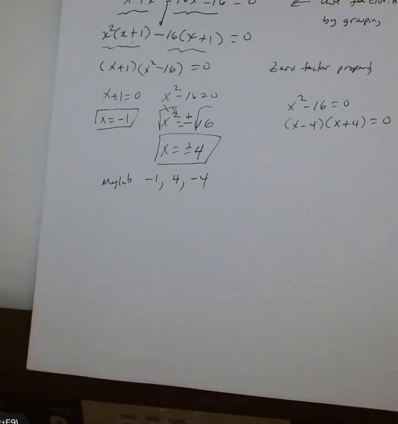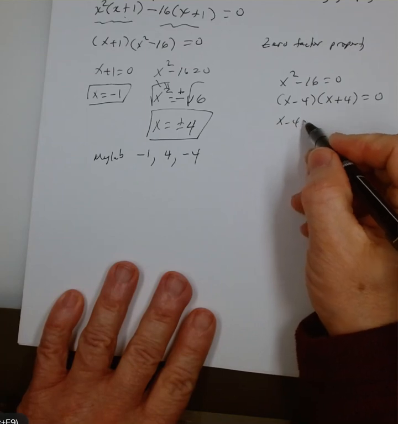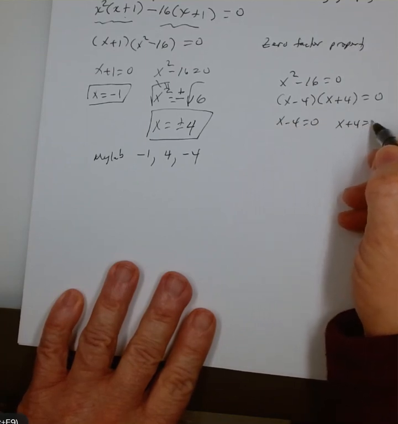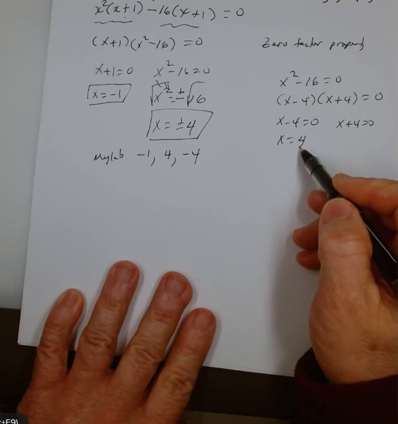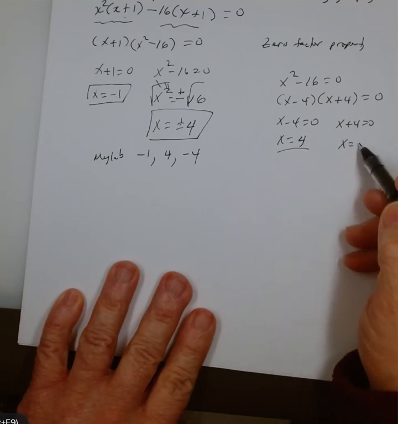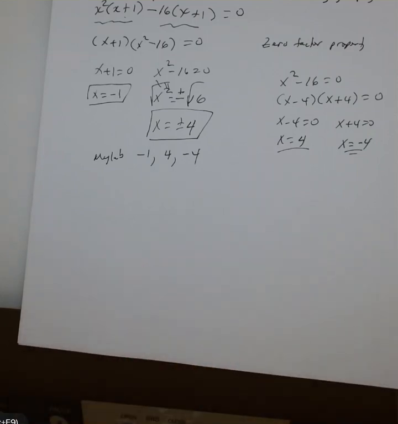And then you do the same thing. You set each of those factors equal to 0. So x minus 4 equals 0. X plus 4 equals 0. So what's x? 4 here. What's x here? -4. So you get the same thing. Okay? All right. So that one you could have done 2 ways.